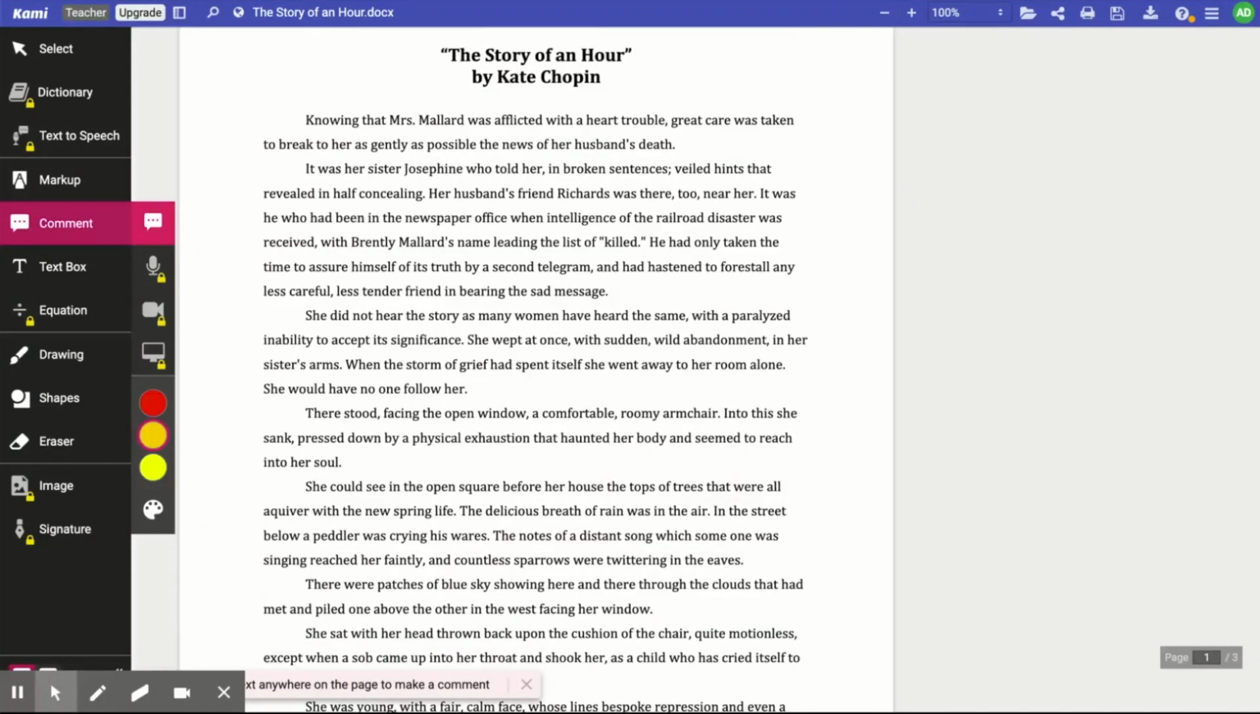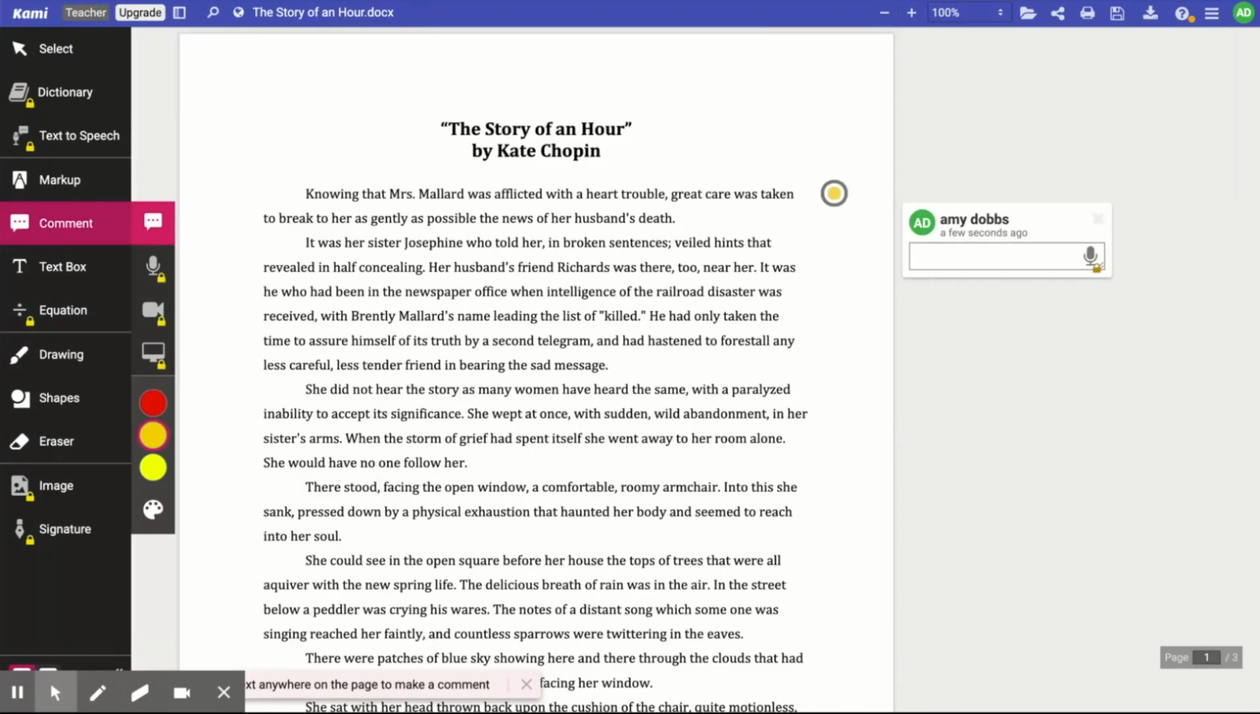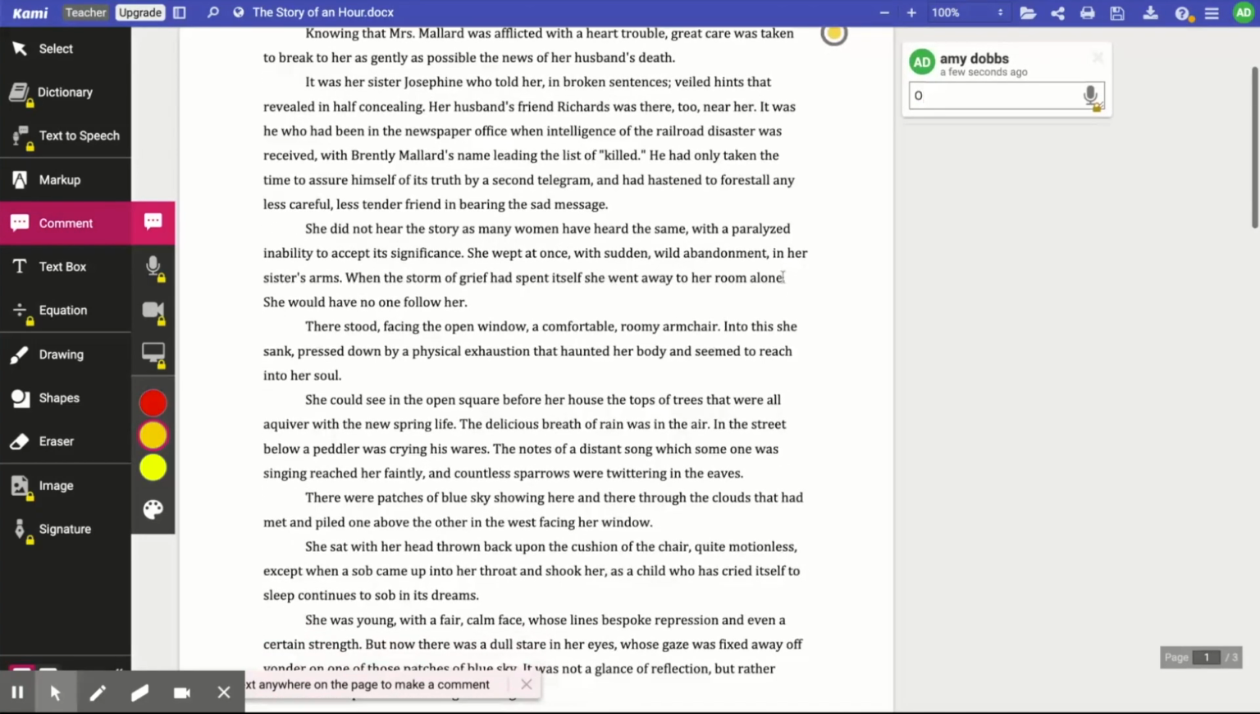So let's jump right in this story here. Knowing that Miss Mallard was afflicted with a heart trouble, great care was taken to break to her as gently as possible the news of her husband's death. So out beside this paragraph, I would just write O for others. This is what other people think about Miss Mallard, that she's frail, delicate, that she needs taken care of. She needs to be protected.